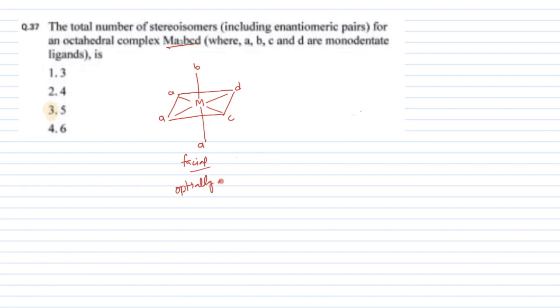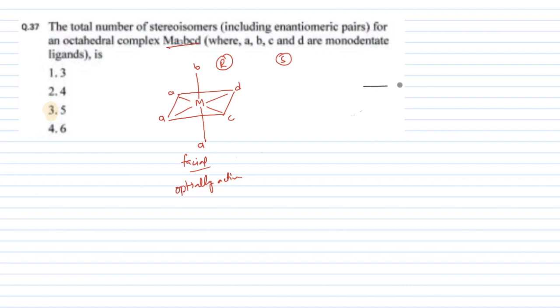Now if it is optically active, it will have two isomers, right? One more enantiomer will be there. Let's say this is the R form, so the other one will be the S form. So two isomers you got till now from the facial one. Now let's draw the meridional one.